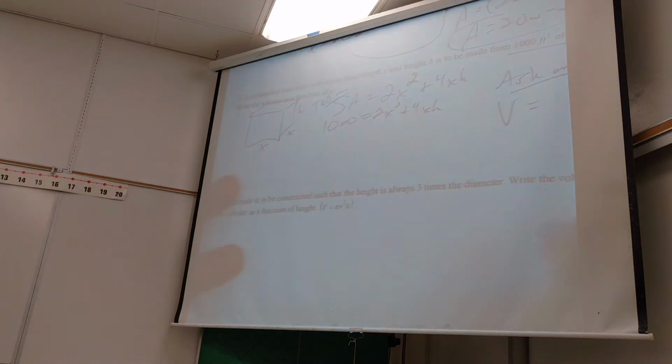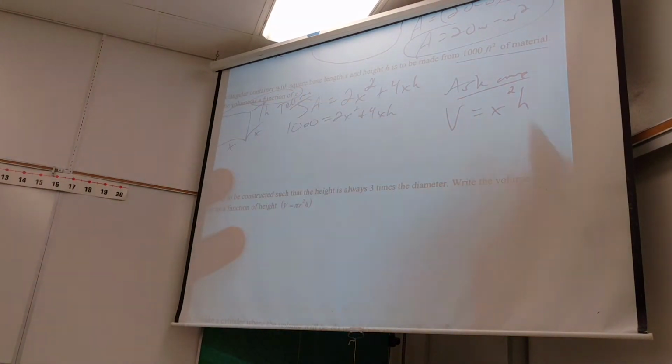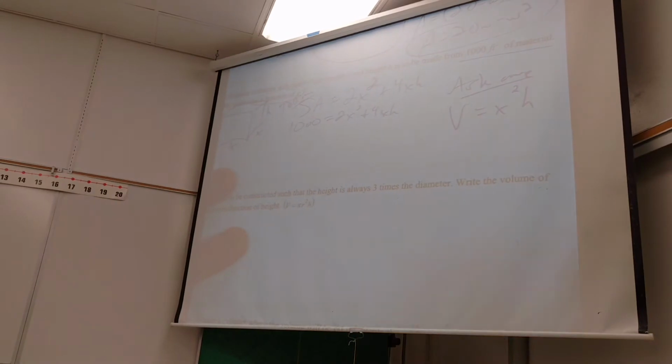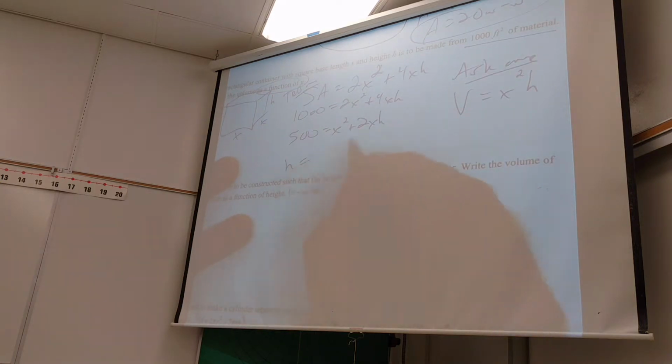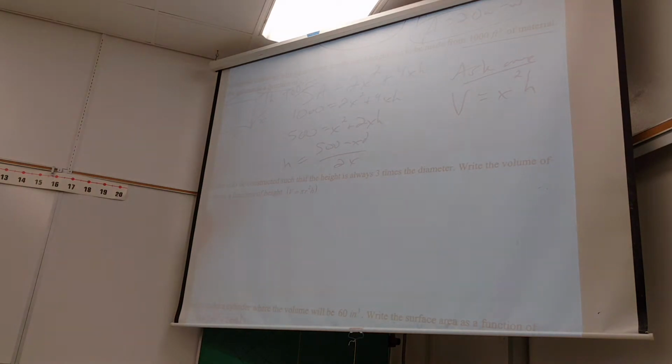Anyway, all right, this is further. So ask me about the volume, so it's x squared h, and they want me to write the volume as a function of x alone. So what do I want to solve this for? For h. And of course I can first cut everything in half, and then I can get h by itself: 500 minus x squared divided by 2x. Is that cool? Yes, sir. And then I can just take this and throw it in there.